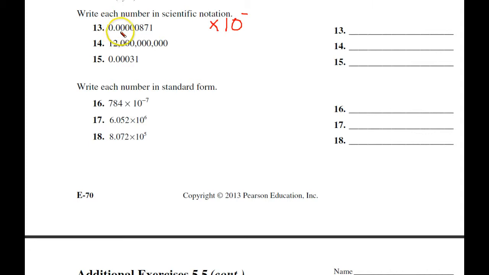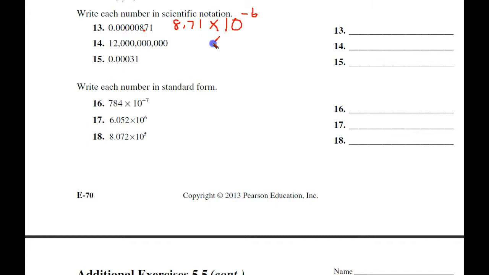So there's 1, 2, 3, 4, 5, 6. So that's going to be negative 6 power, and then our number is 8.71. And there's a little key. That's not an X, that's a times symbol.